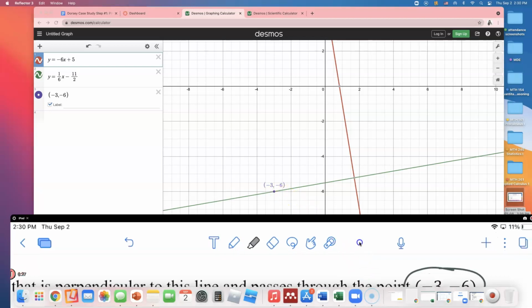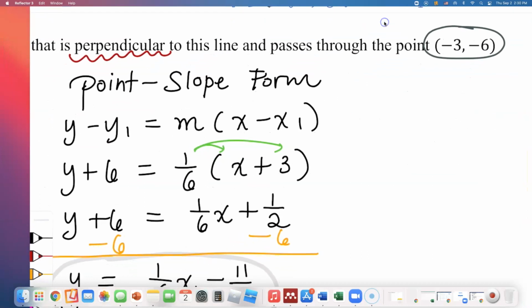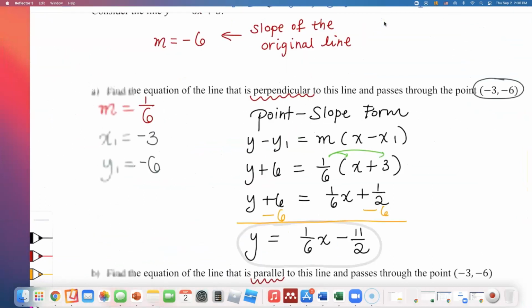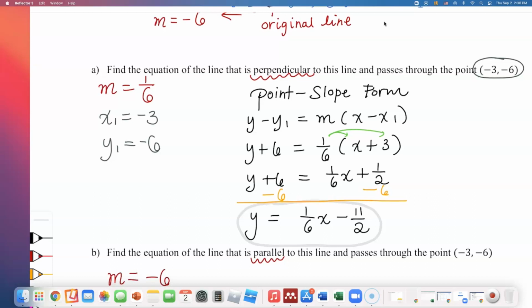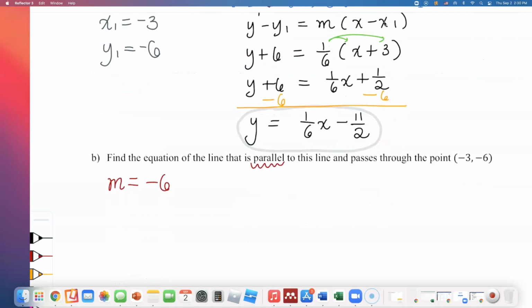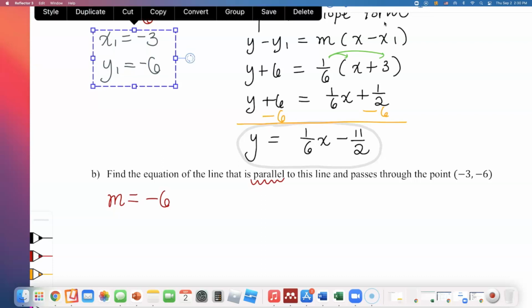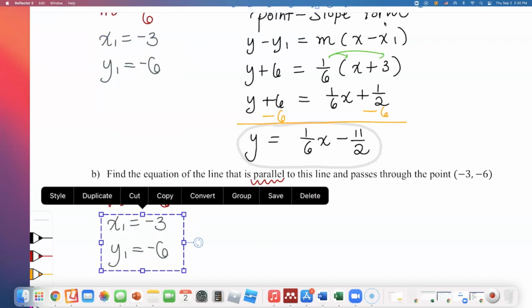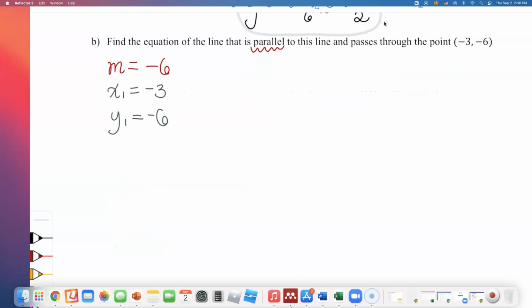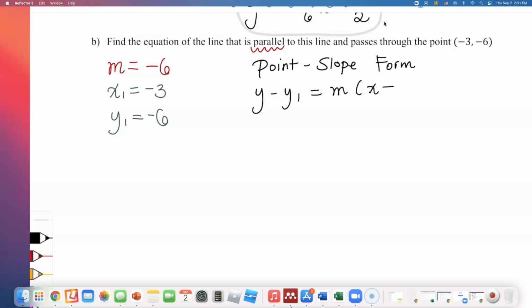All right, let me keep on going to the second one, okay? The second part is asking you to find the equation of a line that is parallel, but the points are the same. I think we're using the same point. So the x1 is -3, y1 is -6. Let me do my point slope form then. Point slope form. You guys probably know by now that I really like this form. Y minus y1 equals m times x minus x1.